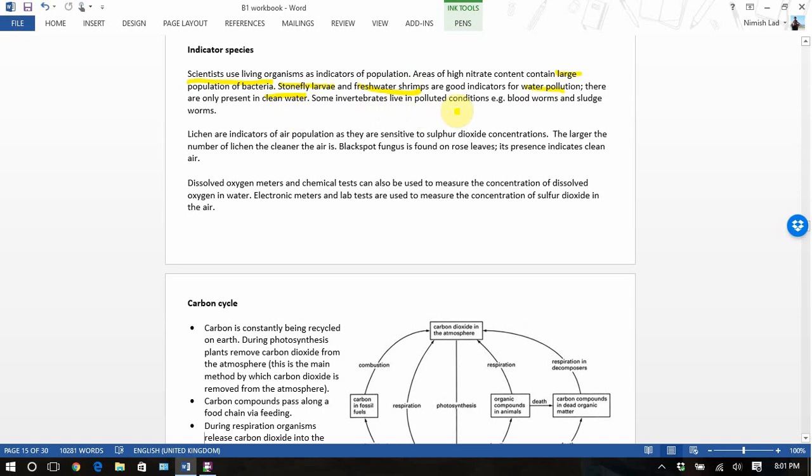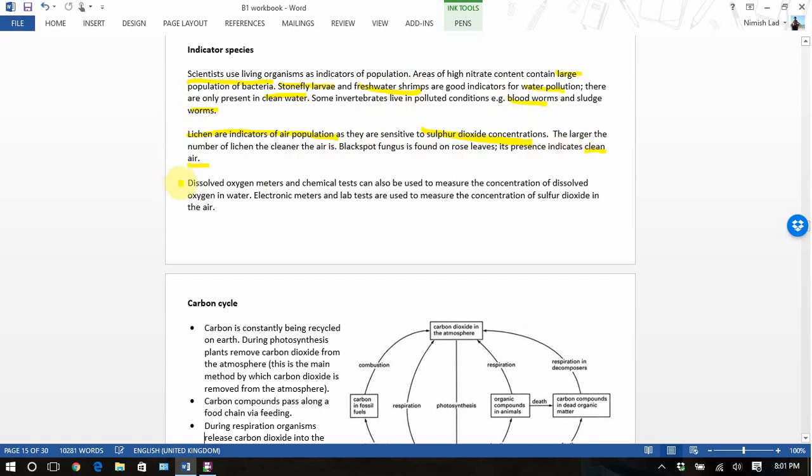Some invertebrates only live in polluted conditions. So bloodworms and sludge worms live in polluted conditions. Lichens are indicators of air pollution. They're sensitive to sulfur dioxide concentrations. The larger the number of lichen, the cleaner the air is generally. Black spot fungus is found on rose leaves. Its presence indicates clean air. So if you have black spot fungus, it's clean air.